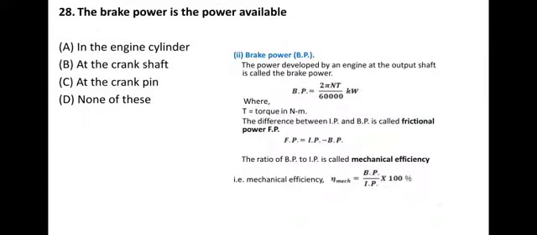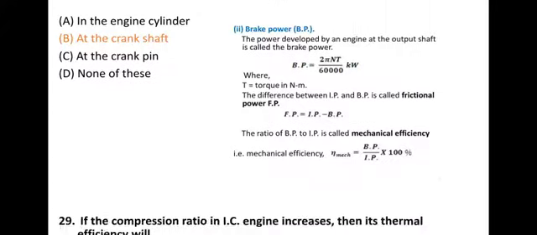Next question. The brake power is the power available, and the answer is at the crankshaft. The power available at the crankshaft is known as brake power. The power developed by the engine at the output shaft is called brake power, and its formula is 2 pi NT divided by 60,000, and its unit is kilowatt.